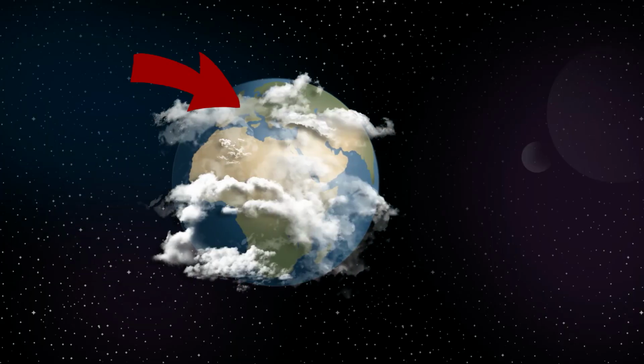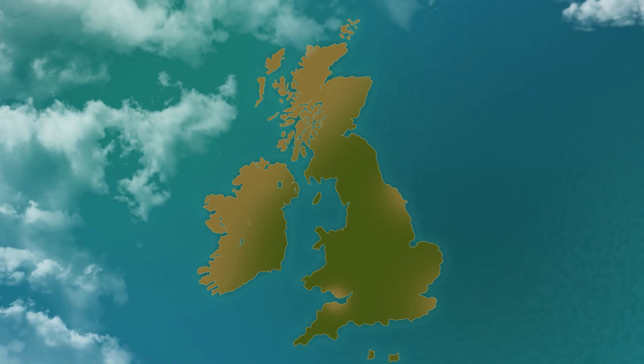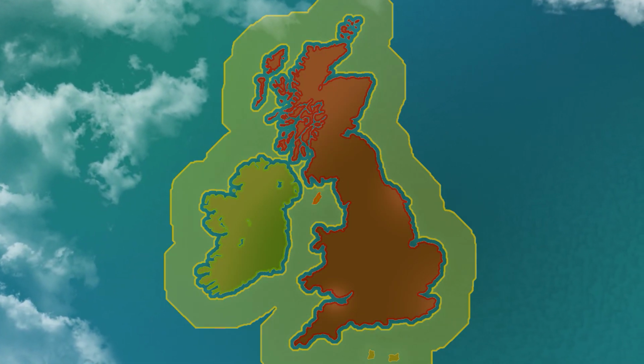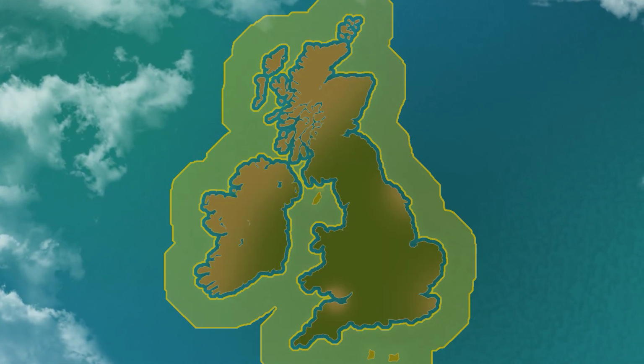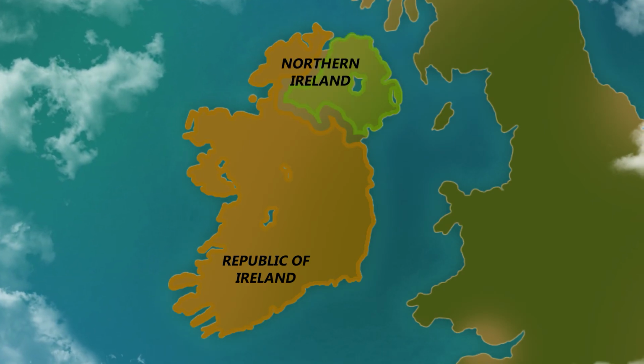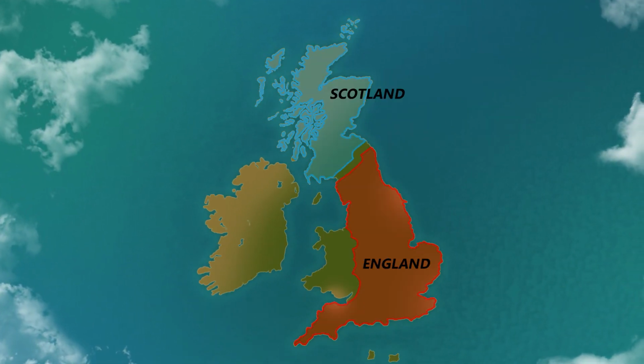This is Earth, this is Europe, and these are the British Isles. A purely geographical term referring to Great Britain, Ireland and the thousands of tiny islands that surround them. Ireland on the left is divided into the Republic of Ireland and Northern Ireland. Great Britain on the right comprises England, Scotland and Wales.